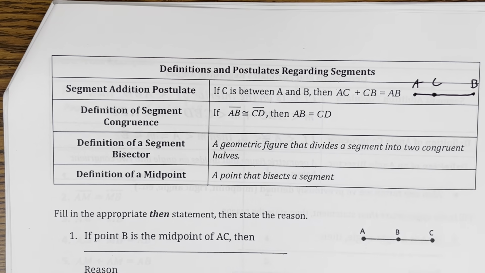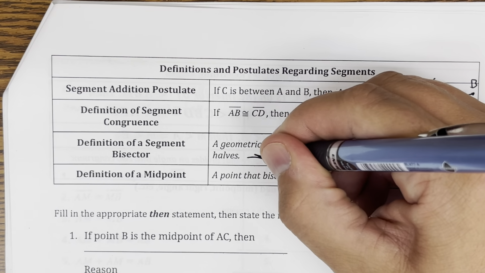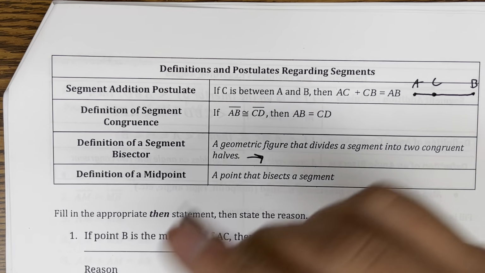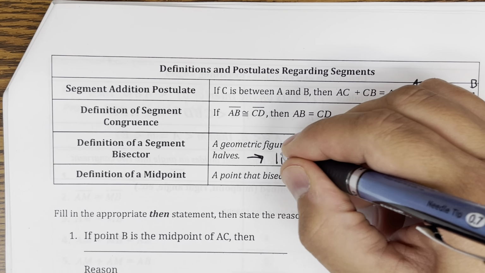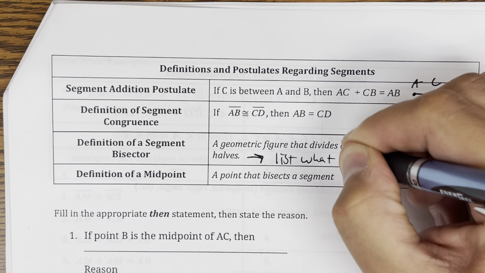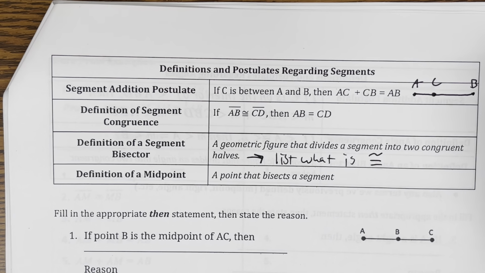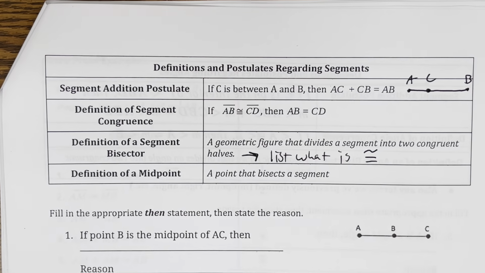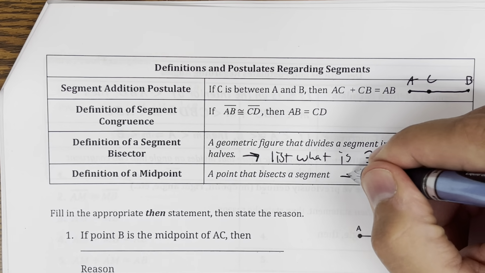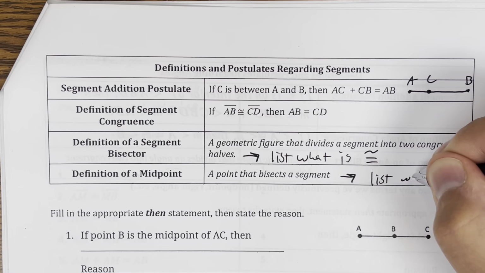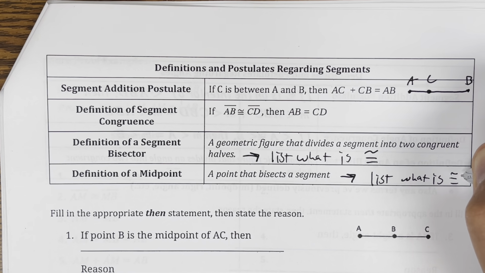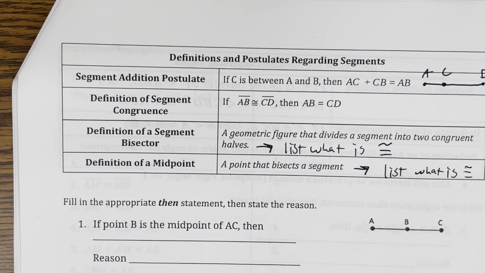So we might have to switch between equality and congruence. That's when we'll use that statement. Bisector, keyword. If we see that keyword bisect, that's dividing it into two congruent halves. We need to list the congruent pieces. If we are told something is bisected, the next step, list what is congruent. Same thing with a midpoint. If I see the keyword midpoint, I need to go to the next step and list what is congruent. We have to use the keywords, okay?